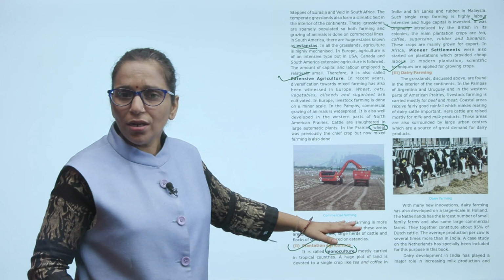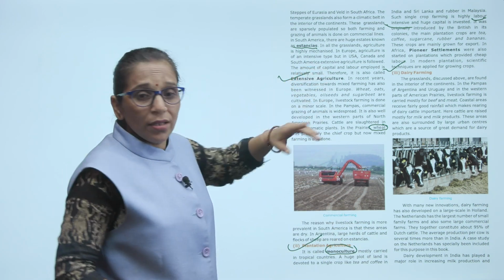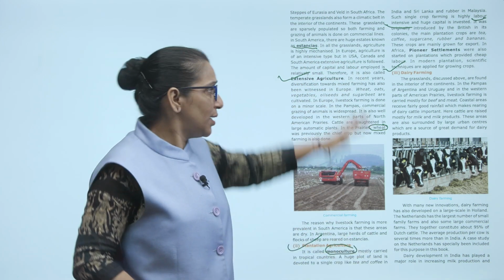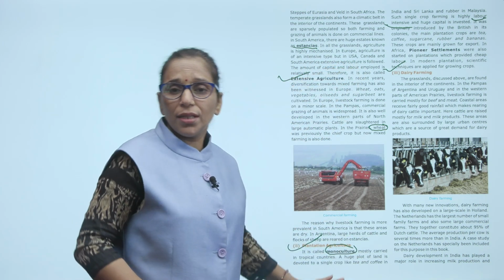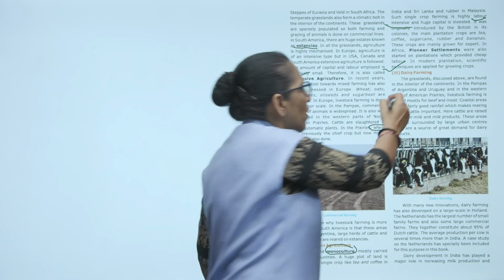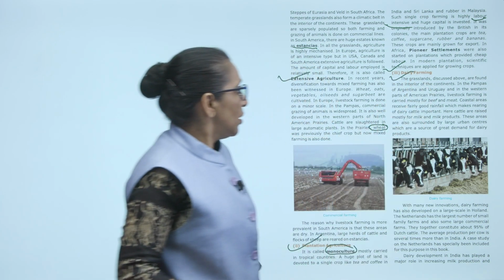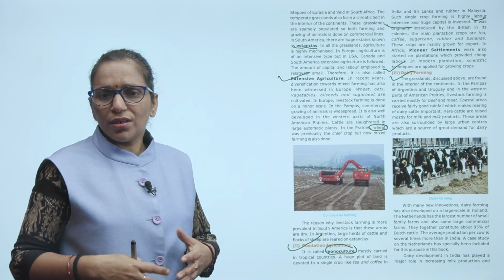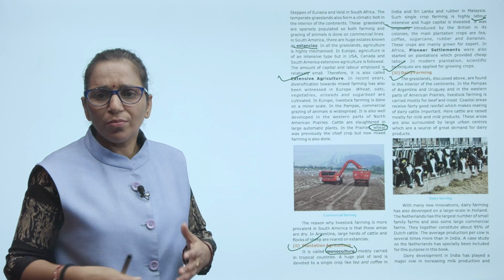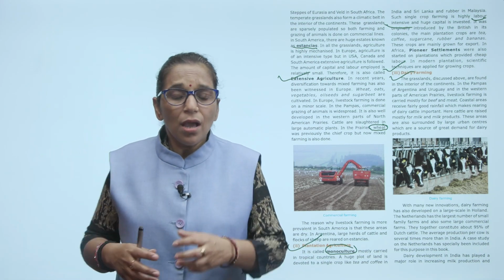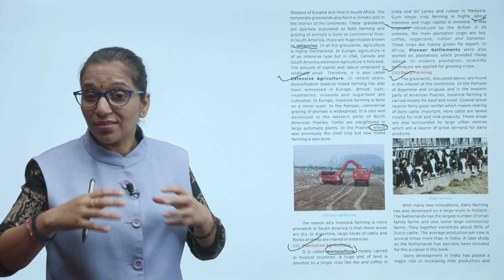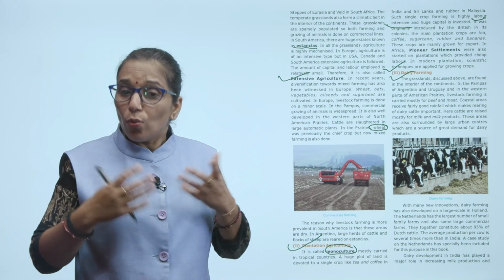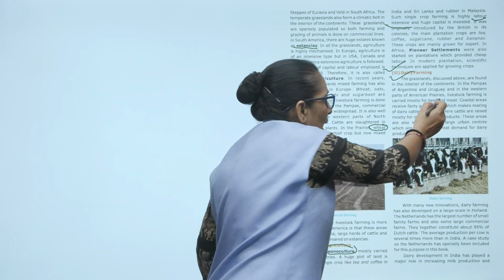So the difference between plantation and commercial farming is that there is a large farm in both, but there more than one crop is grown, while in plantation monoculture, a single crop is grown. Then dairy farming: grasslands are found in the interior of the continent. So in the Pampas of Argentina or Uruguay, or in the western parts of the American prairies, livestock farming these days is carried on mostly. Why? For beef and meat.